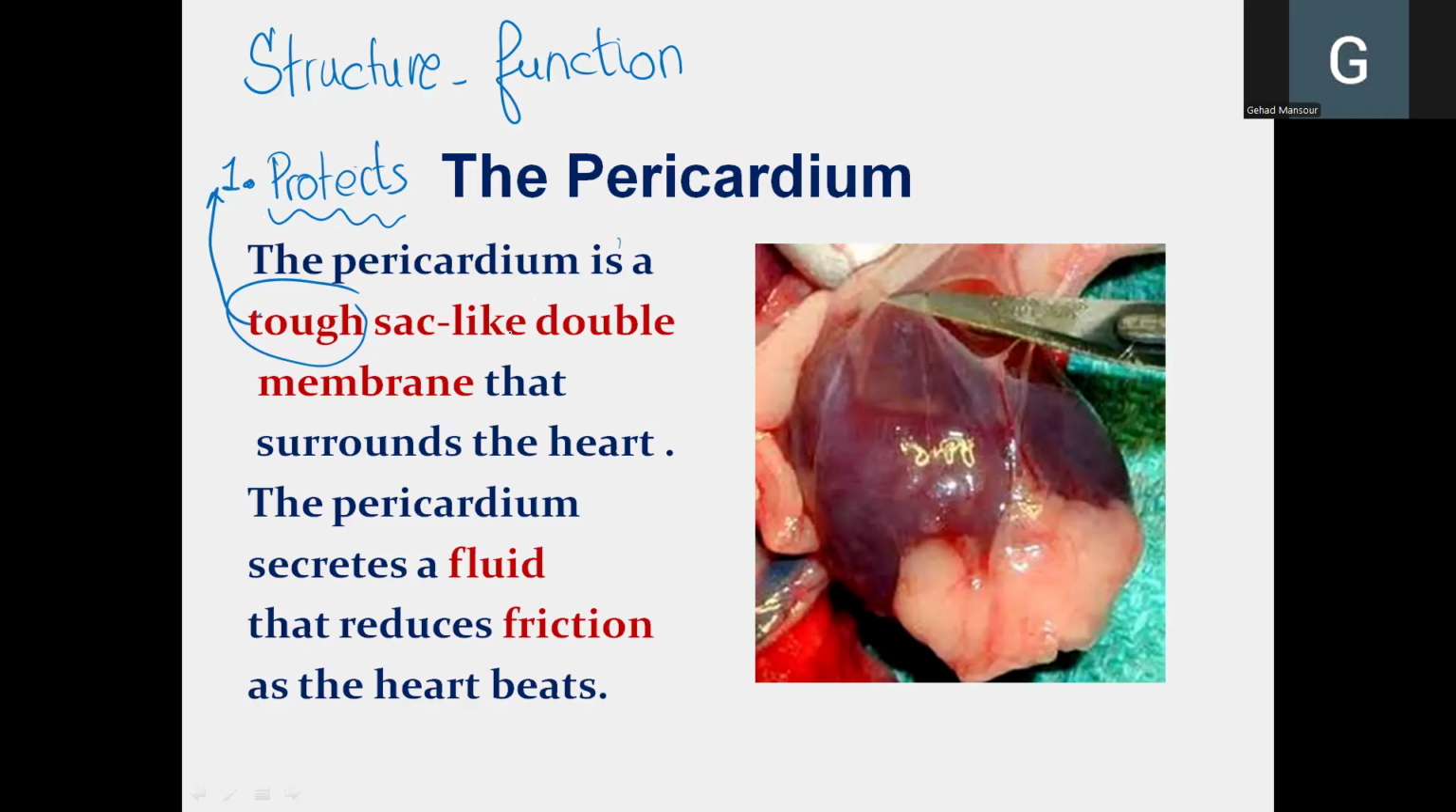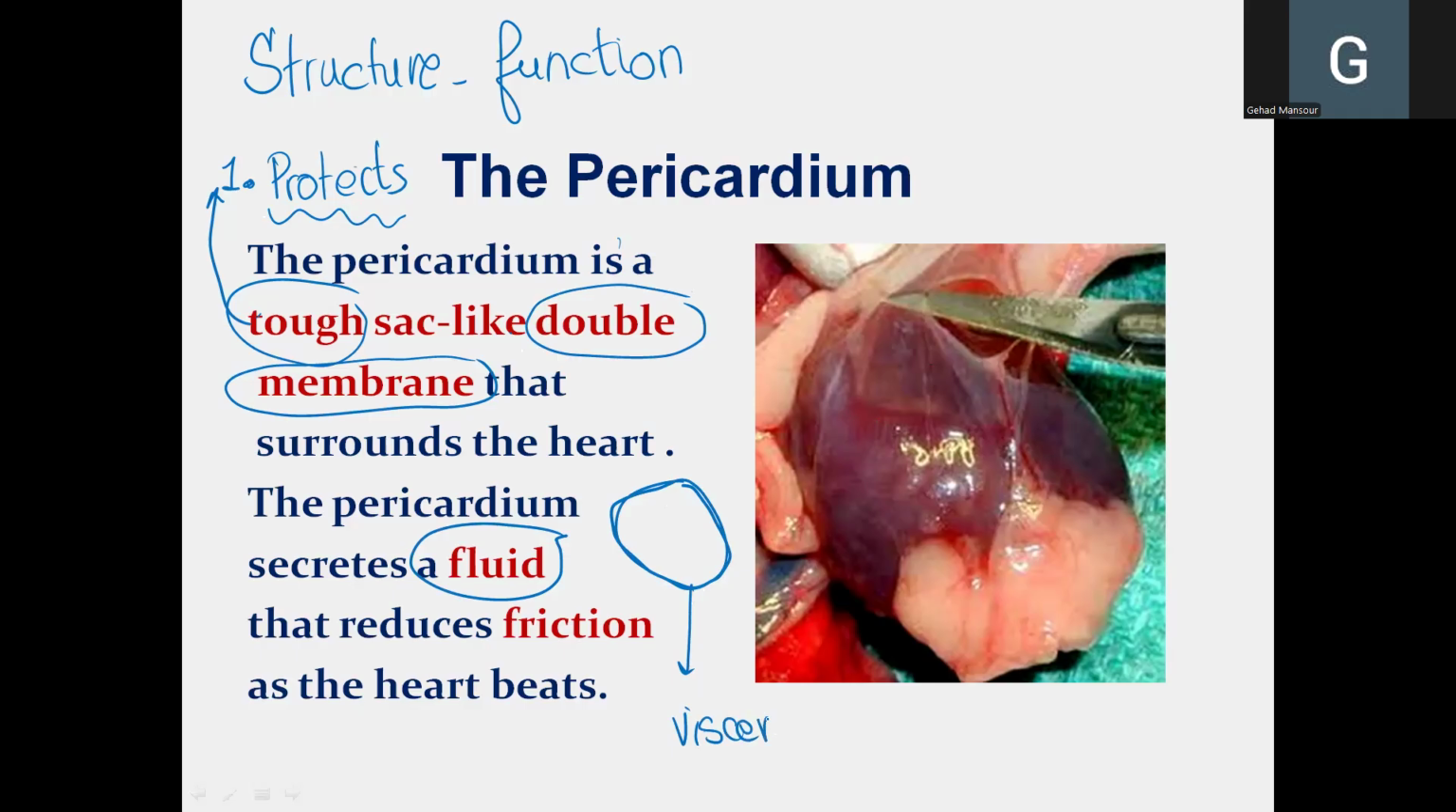Second, this membrane is a double membrane, and being a double membrane allows it to secrete and keep fluid in between the two layers. So if this is the heart, there is a membrane that is adherent to the heart, and that is called the visceral layer, just like we did in the pleura. And there is an outer membrane that is called the parietal layer of the pericardium. And in between the two layers, we have fluid.